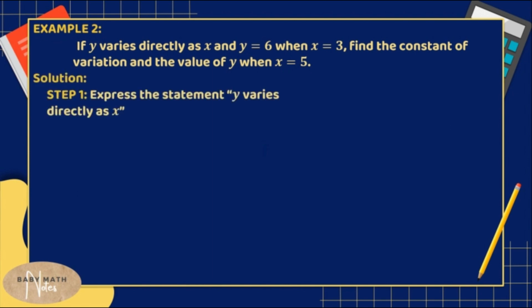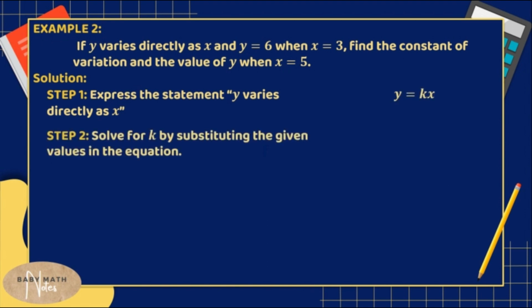Step number 1, express the statement y varies directly as x into its mathematical equation. Step number 2, solve for k by substituting the given values in the equation. So we are going to solve for k. That's why we need to substitute the given values. So for y is equal to 6 and x is equal to 3. So therefore, it will become what?